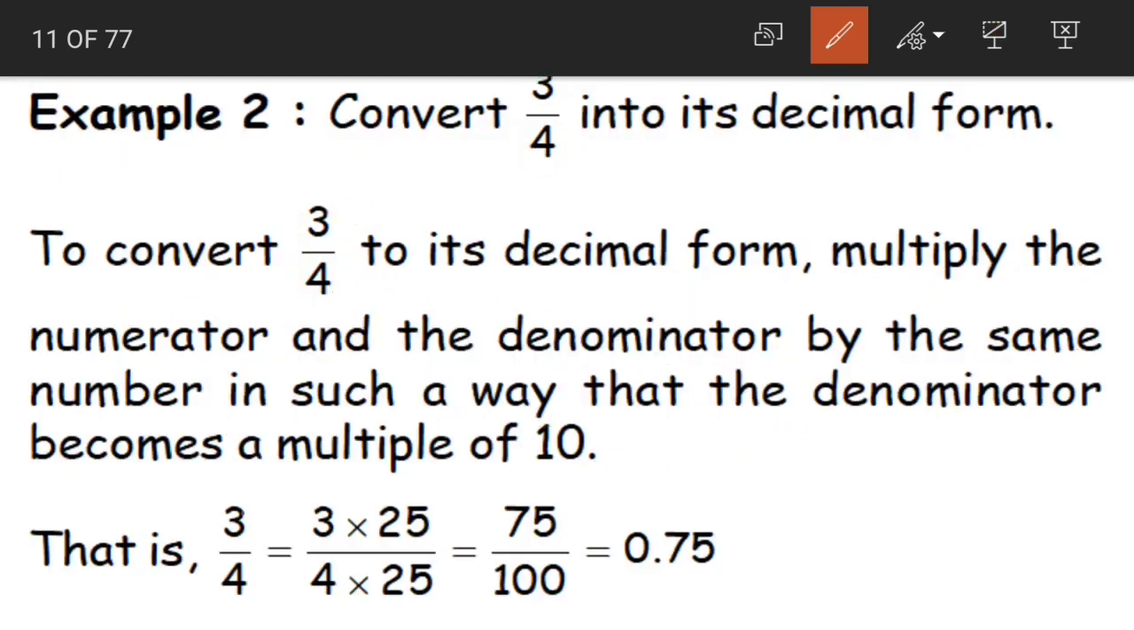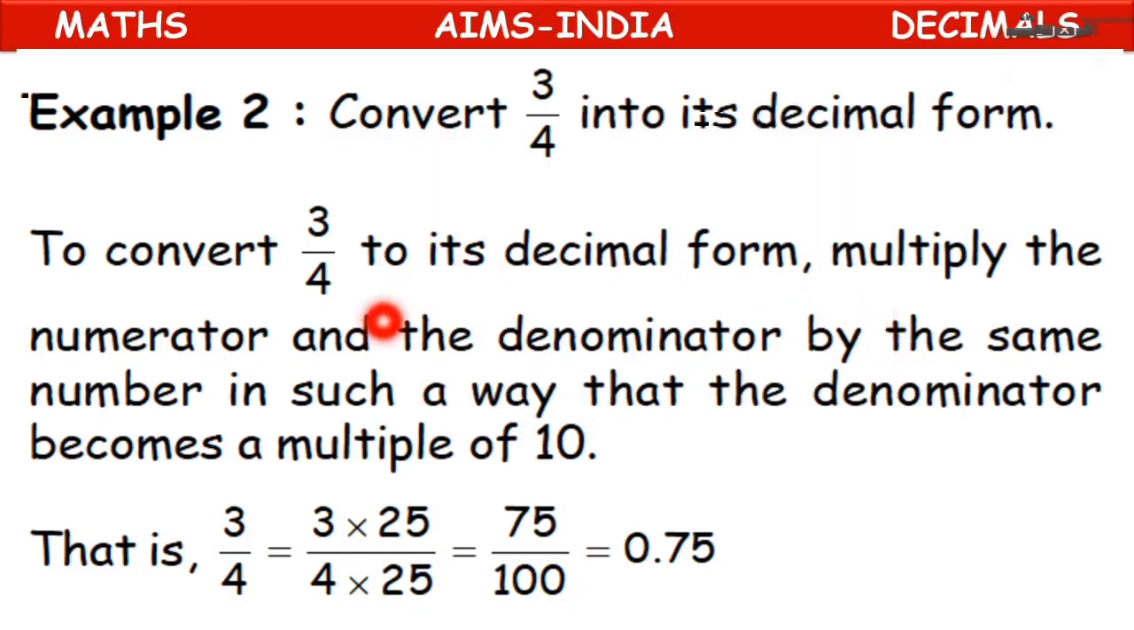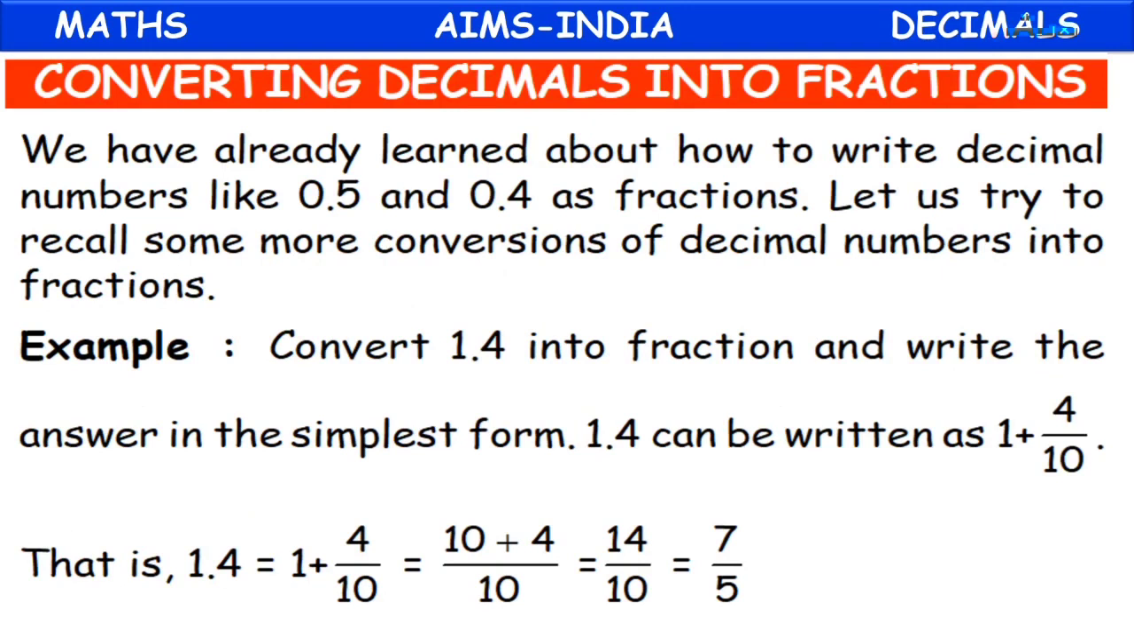Yes, to conclude, what did we do? First, we had 3 by 4. Then we multiplied both 3 and 4 with 25. Why only 25? Because 4 into 25 will give us 100, which will make it easier to convert it into a decimal number. Yes, we have to multiply with the same number. 3 into 25 is 75, 4 into 25 is 100, which is equal to 0.75. Understood, children? The conversion of a fraction into a decimal form wherein the denominator is not 10, 100, 1000 or so on.